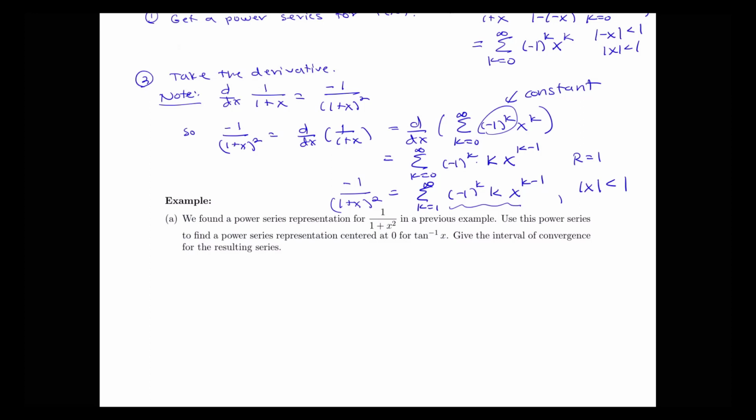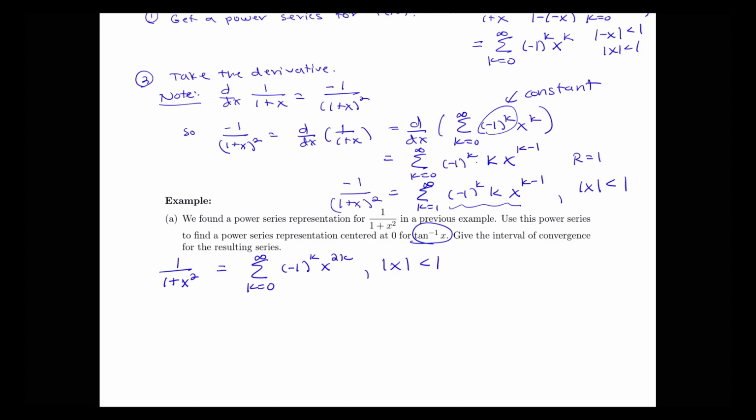So for our next example, we're reminded that we earlier found a power series representation for 1 over 1 plus x squared. So that's going to be what we're going to want to start with here. So earlier in the notes, we found that 1 over 1 plus x squared was equal to a sum from k equals 0 to infinity of negative 1 to the k x to the 2k for the absolute value of x less than 1. Now we want to use that power series to find a power series representation centered at 0 for the arctan function, or the inverse tan function, and then give the interval of convergence for that series.